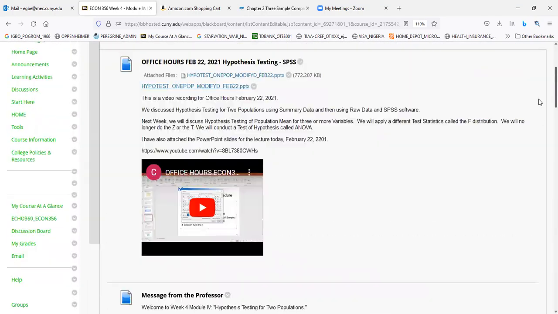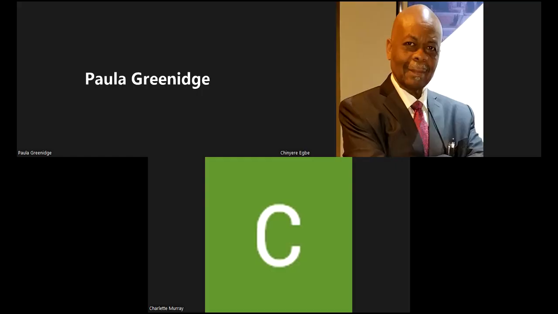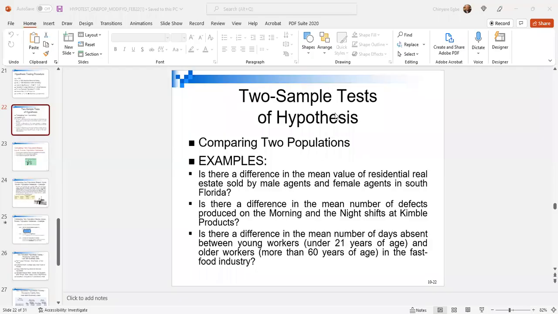Okay, so I'm going to stop sharing this and pull up the PowerPoint for today's lecture on hypothesis testing for two populations. Okay, and again, this is going to be posted. Last time, as we said, we were looking at hypothesis testing generally, but we were testing a hypothesis for one population. What does it mean?